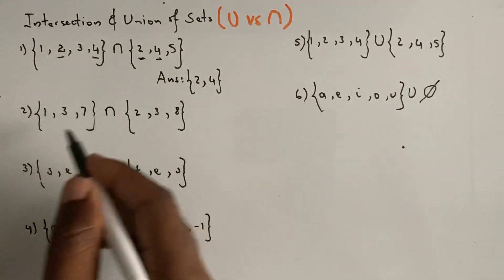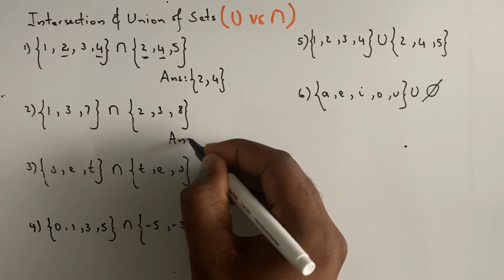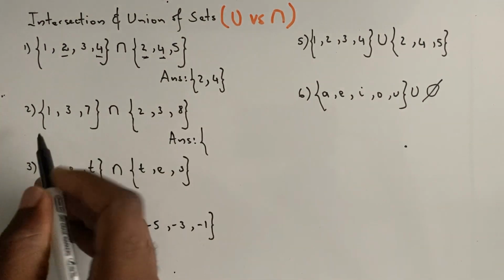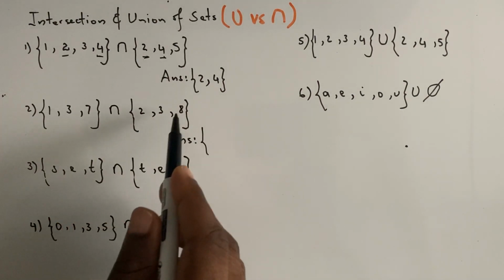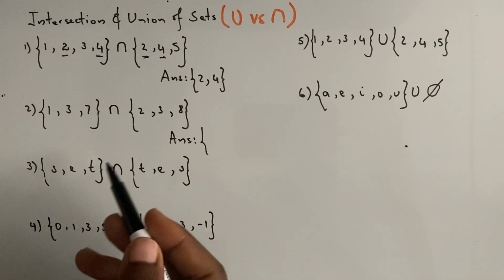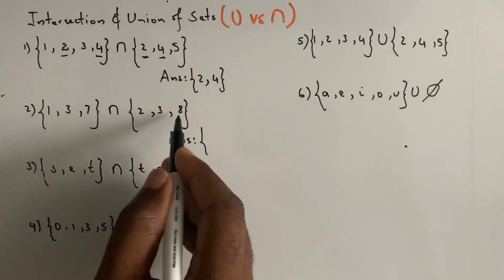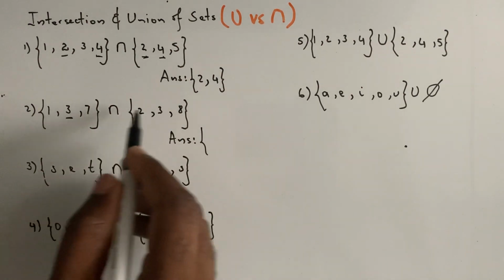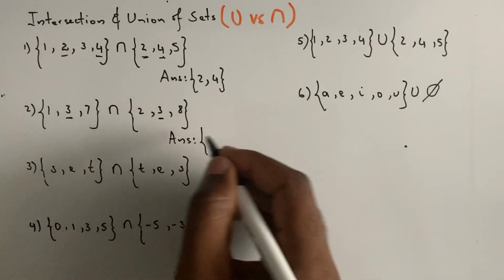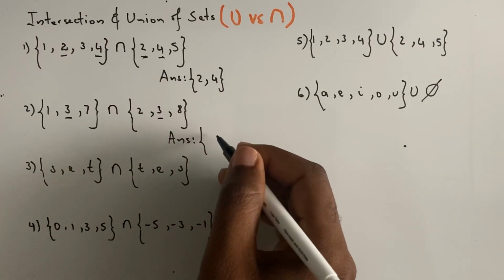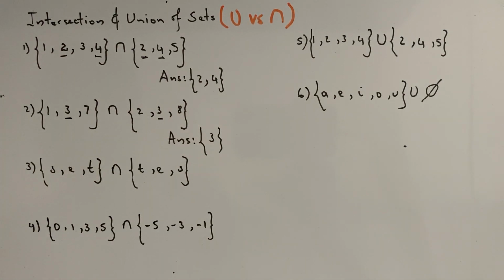Okay, let's try number 2. Same thing. Put the answer here, and I'm going to look at the two sets. First set 1, 3, 7. Second set 2, 3, 8. Now, what do they have in common again? When you check this, you see that 1 is not in the second set. 3 is. And 7 is not in both sets. 8 is not in both sets. So the intersection will just be 3.